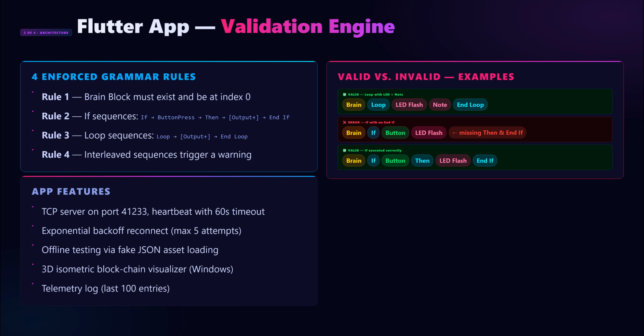You can see examples on this slide: a valid loop sequence, an if without an end if that is rejected, and a correct if with button and then. The app surfaces all of that in the UI, so if the physical chain is invalid, we show an error and we don't let you execute.